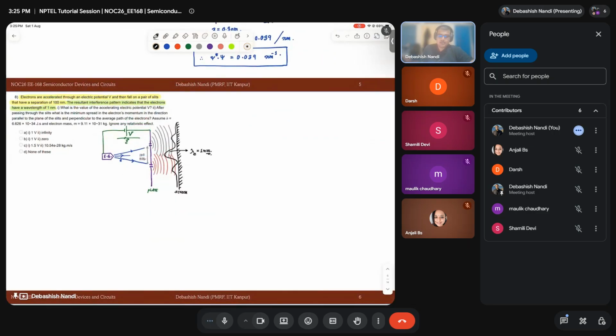So if it is this way, then the question they are asking us is, what is the value of the accelerating electric potential V? That means they want us to find out first what this voltage is. How do we find that out? Any idea? So what are the known quantities for us?